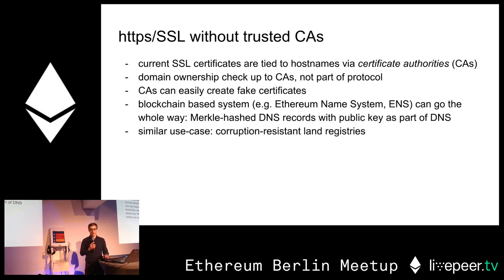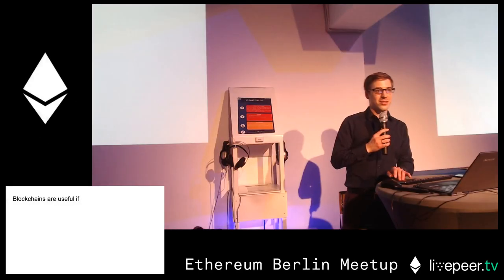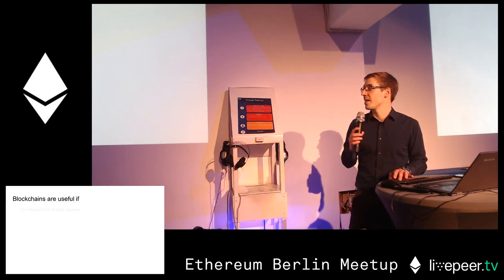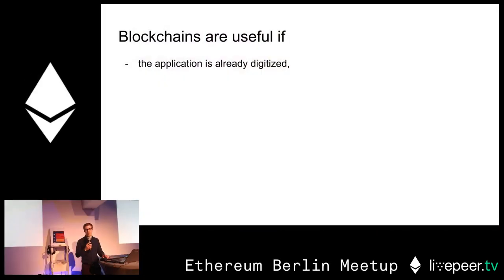And a system where this is technically impossible might help there. And in general, coming back to this flowchart diagram of earlier, when are blockchains useful? In my opinion, blockchains are useful if the application you want to add a blockchain to is already digitized.